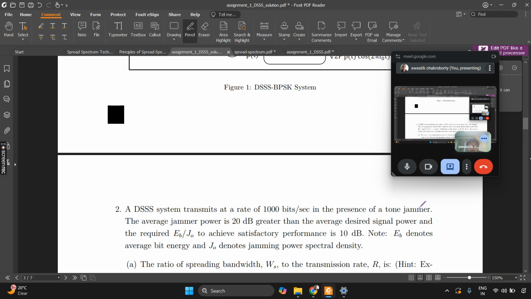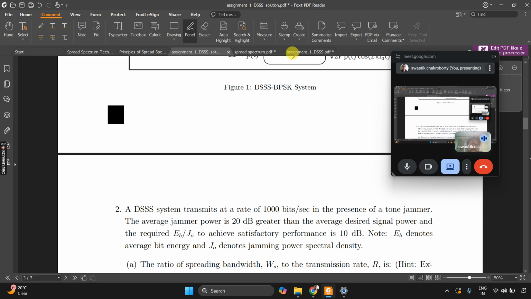Now, a DS3 system transmits at a rate of 1 kbps in the presence of a tone jammer. The average jammer power is 20 dB greater than the average desired signal power, and the required bit energy by jamming power spectral density is 10 dB.